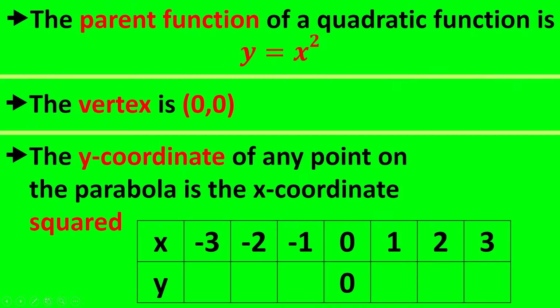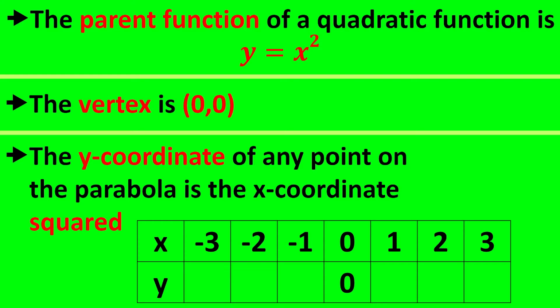Before we can look at intercept form, let's take a look at the parent function once again. The parent function of a quadratic function is y equals x squared. The vertex is (0, 0), and the y-coordinate of any point on the parabola is the x-coordinate squared.